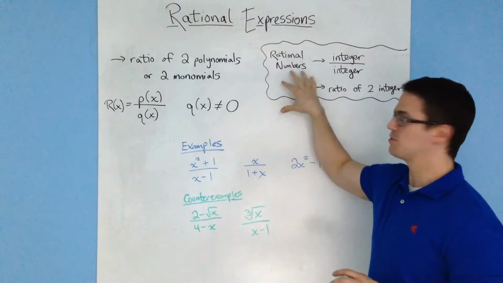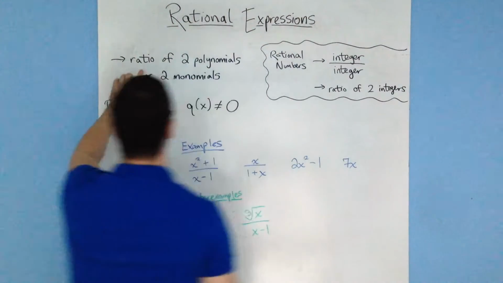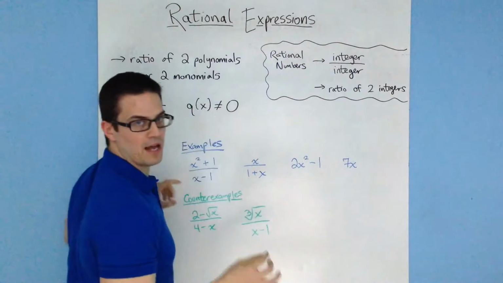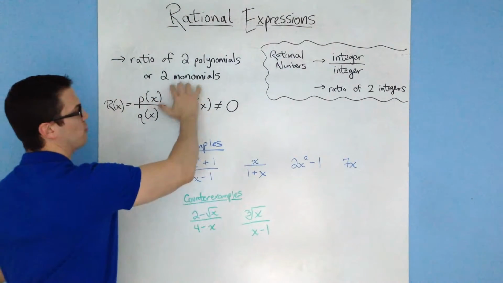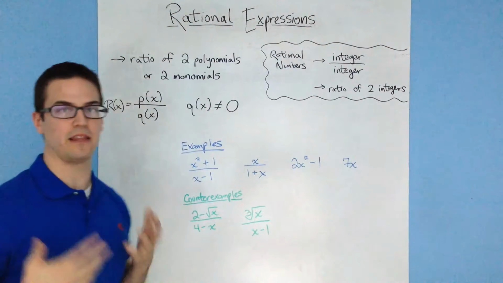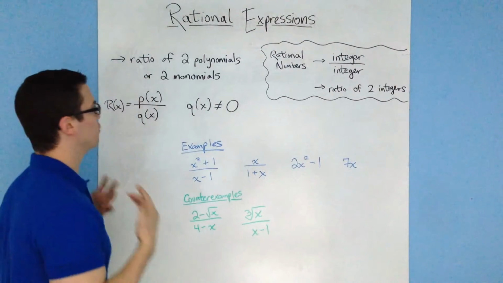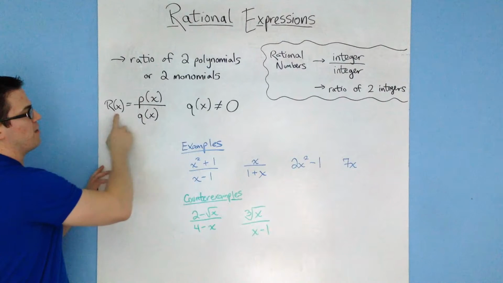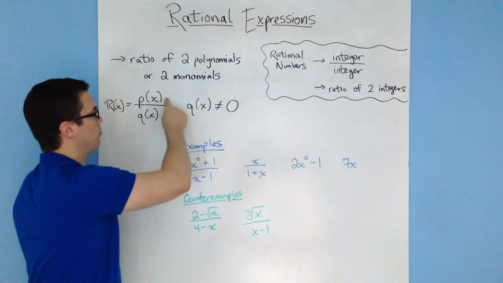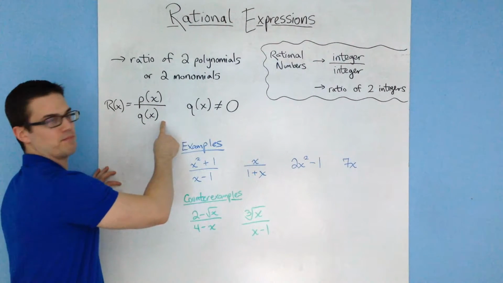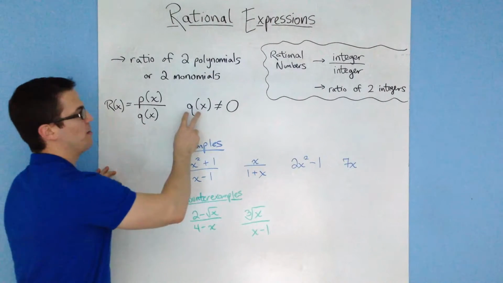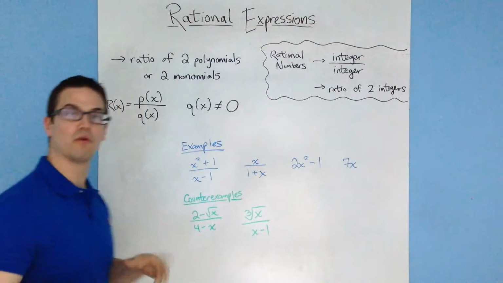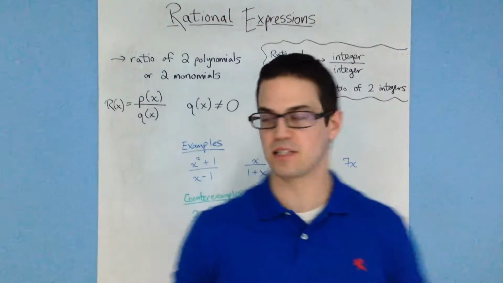Now a rational expression is related to this because a rational expression is a ratio of two polynomials or of two monomials. You can think of monomials as polynomials because technically they are polynomials. So a rational expression might look like this: r of x equals some polynomial up top, p, divided by some polynomial on the bottom, q. And q of x cannot be equal to 0 because you can't divide by 0. We're going to talk more about that in the next video.